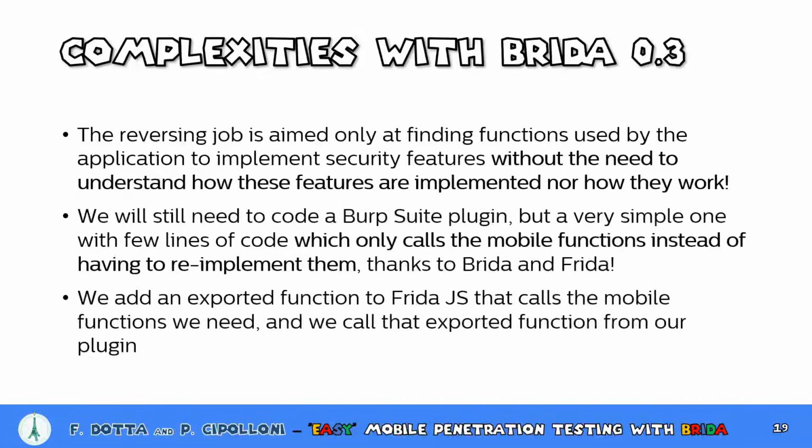With Brida, until version 0.3, all this work is greatly sped up because the reversing job is aimed only at finding the encryption or signing function without the need to understand how they work. Once we find those functions, we can code a very simple Burp Suite plugin that calls them without the need to re-implement them. So we add an exported function to the Frida JavaScript file that calls the mobile functions we need, and we collect the result back in our Burp Suite plugin.